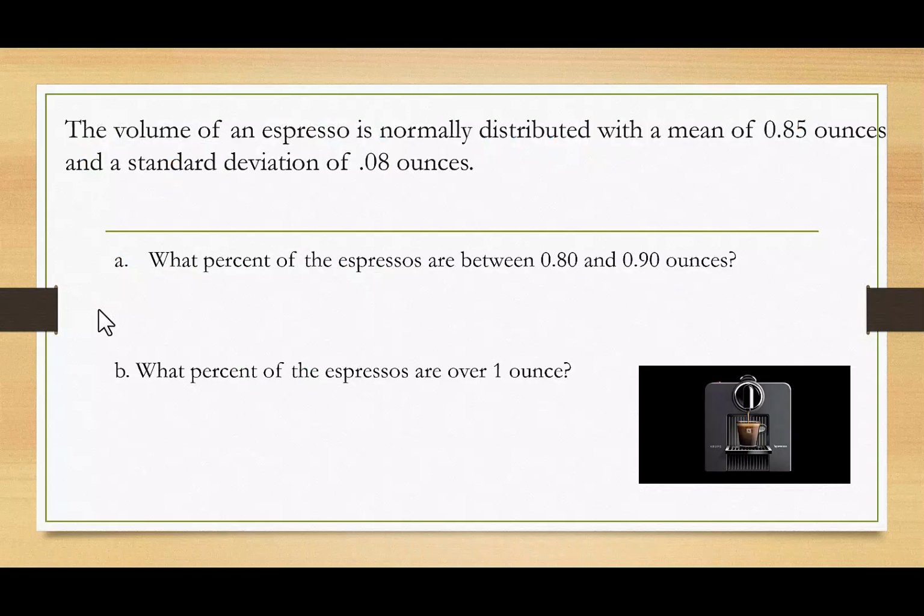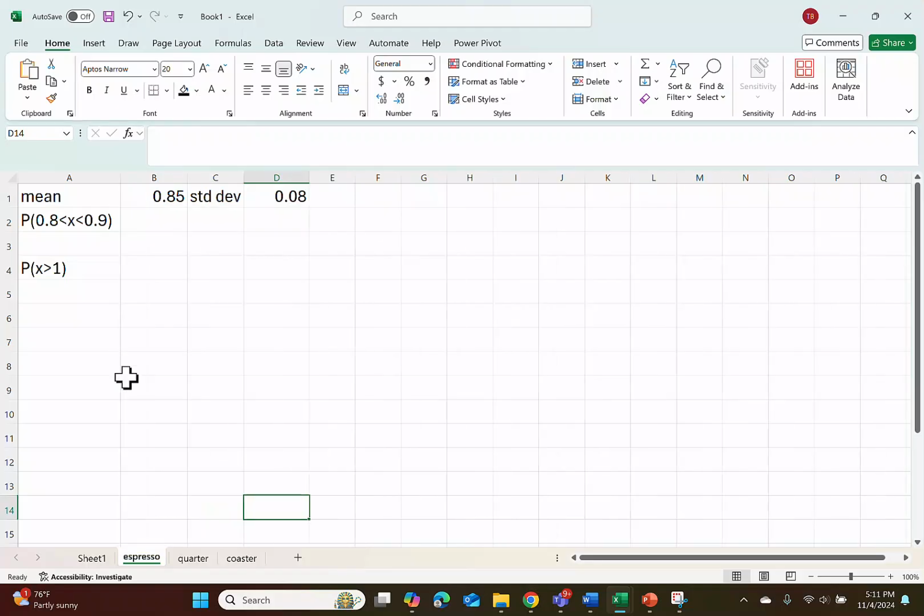Let's try some applications. The volume of an espresso is normally distributed with a mean of 0.85 ounces and a standard deviation of 0.08 ounces. We're going to find the percent of the espressos that are between 0.8 and 0.9 ounces. Then we'll find the percent of espressos that are over 1 ounce. I started with the sheet where I wrote in my mean of 0.85 and my standard deviation of 0.08. I want to find the probability that x is between 0.8 and 0.9.